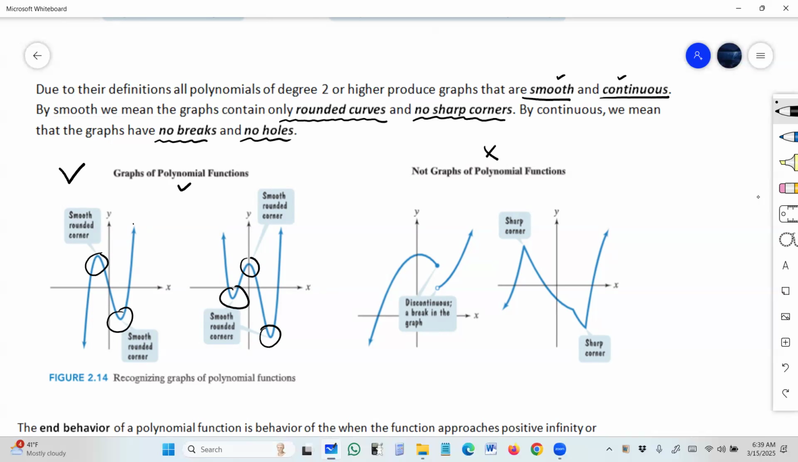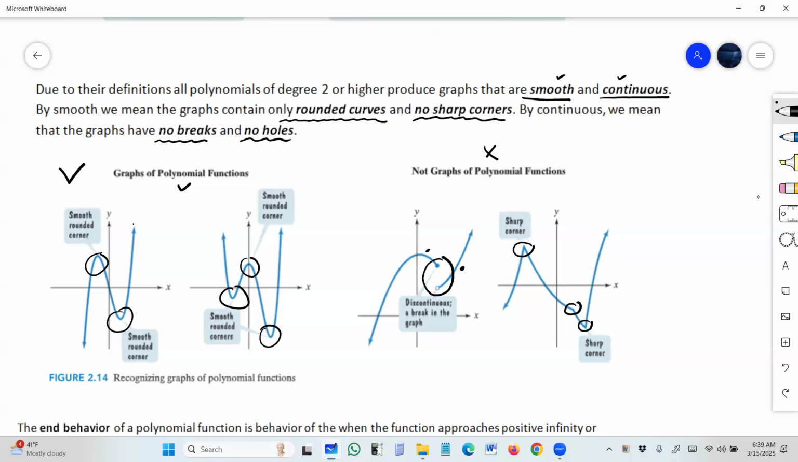Whereas I have these two graphs on the right, where these are not examples of polynomial functions because in this first case, there is a break, right? The left piece of the graph is not connected to the right piece of the graph. So this is like a hole. This will not be considered a polynomial. Same applies for sharp corners. These are all sharp corners and do not classify as polynomial functions.